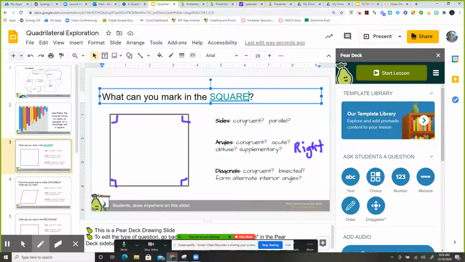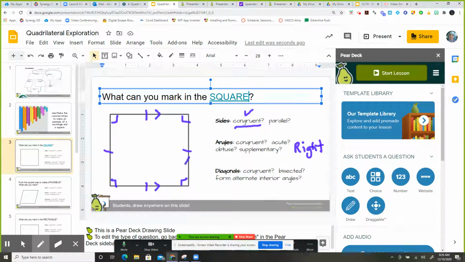Are the sides congruent? All the sides in a square exactly the same? So we can mark those exactly the same. They are congruent. Are they parallel? Got a right angle here and a right angle here and a right angle here and a right angle here. They're parallel. They are. And I marked the parallel with arrows.